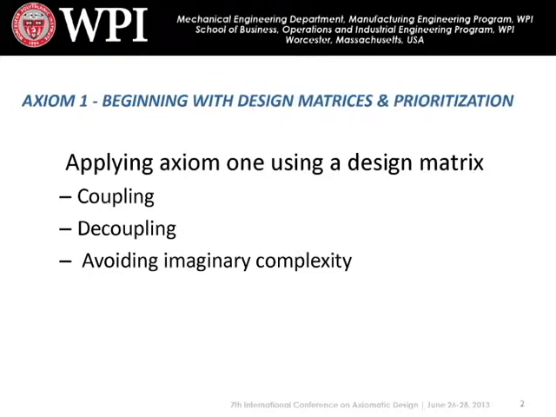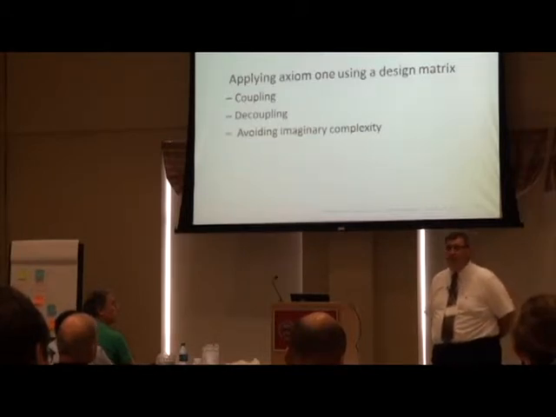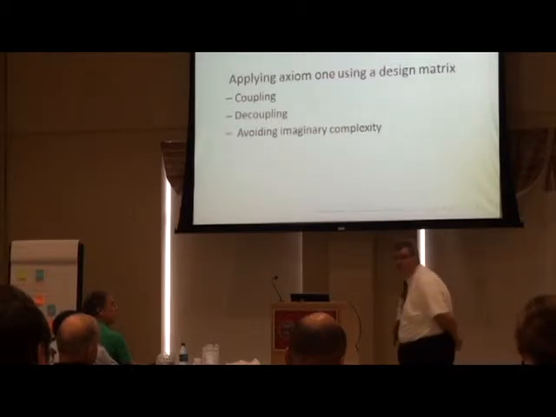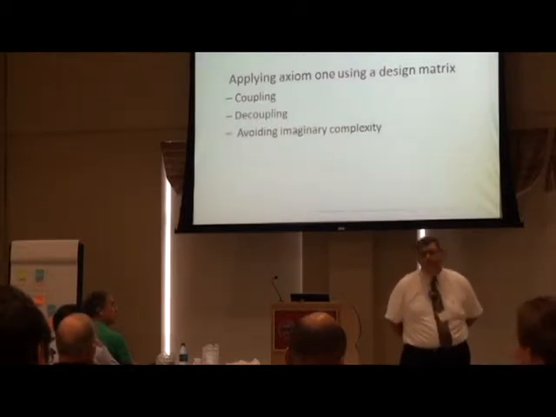So when we're building an axiomatic design matrix, one of the things that we might be concerned about is, if my FR is what I want to achieve, and my DP is how I'm going to achieve it, would it be a good idea if my design parameter fulfilled more than one FR at a time? No. No. And why would that be?